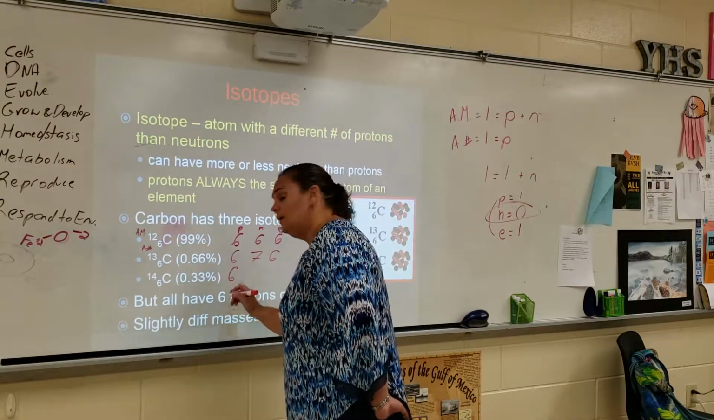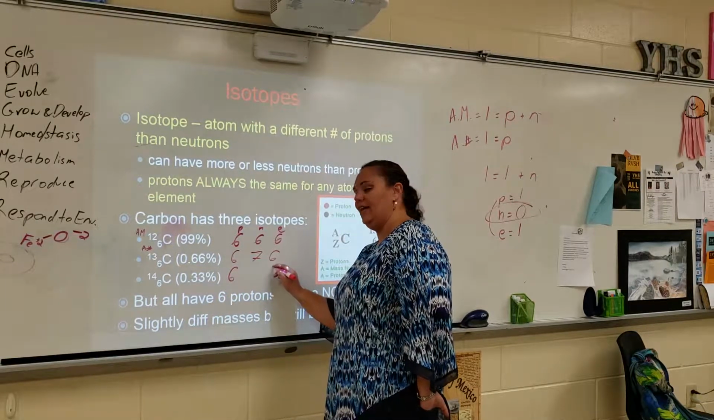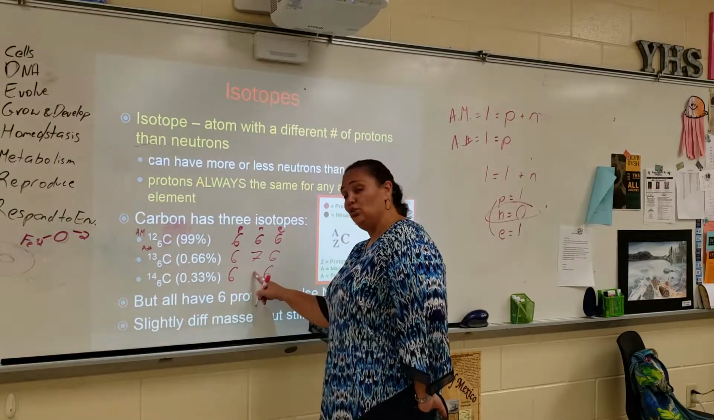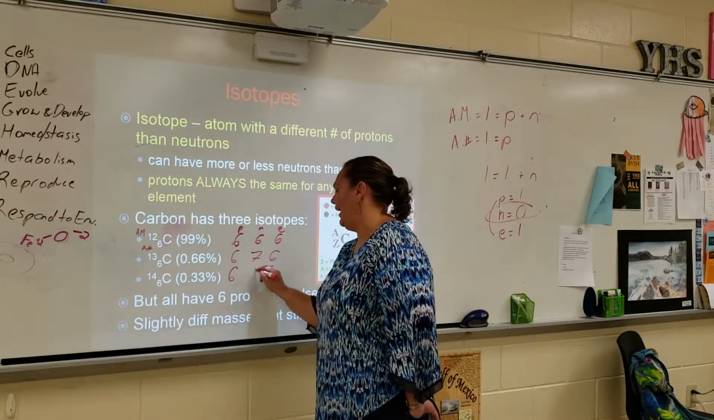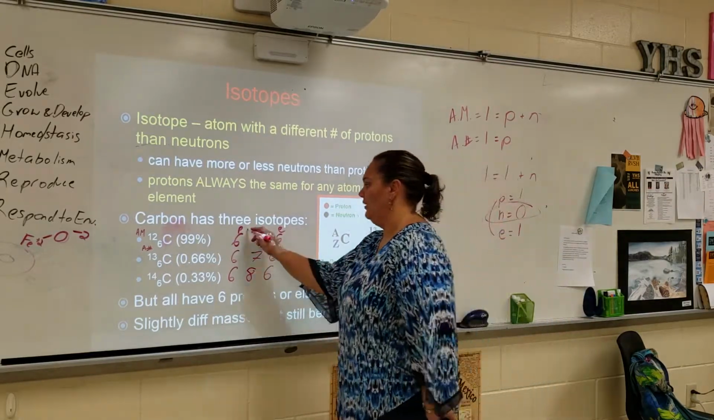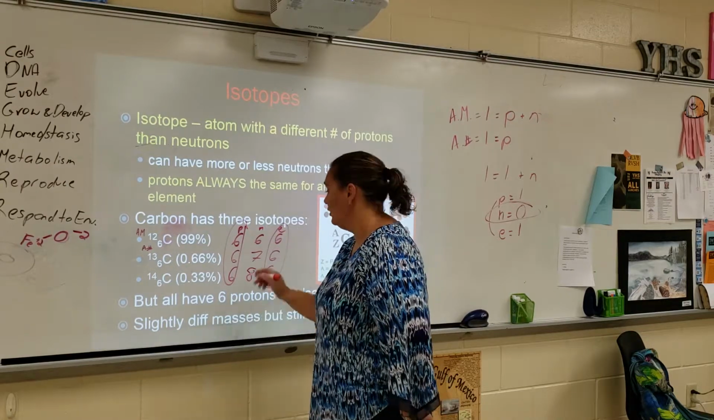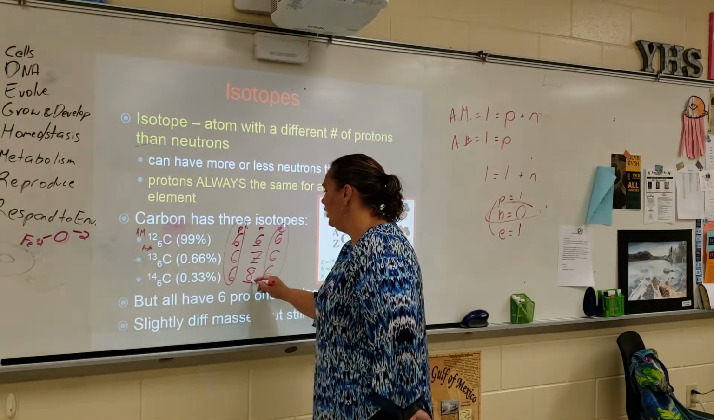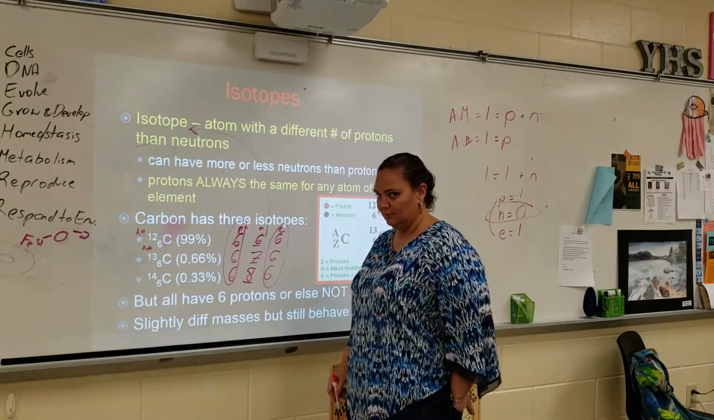Carbon 14. How many protons? 6. Protons have to equal electrons. How many? 6. Neutrons is going to be 14 minus 6, which is 8. This all stayed the same. So did this. What changed? Neutrons. Therefore, this is an isotope. Good? All right.